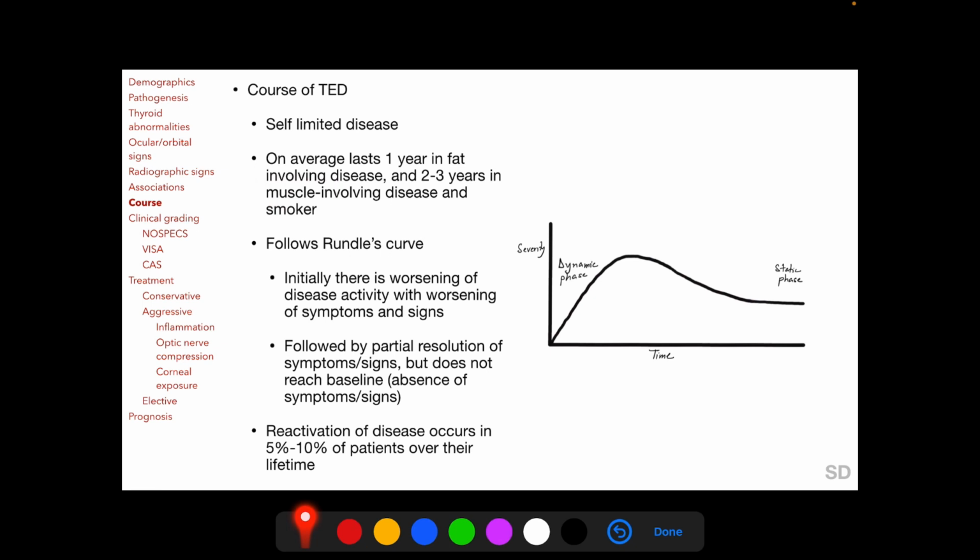And the course of TED follows the Rundle's curve, which depicts that there is initial worsening of the disease activity with worsening of symptoms and signs, followed by partial resolution of symptoms and signs, but the disease does not reach the baseline, so some symptoms and signs remain even after treatment and resolution of the disease. And in only 5 to 10% of TED patients, there is reactivation of the disease over their lifetime.